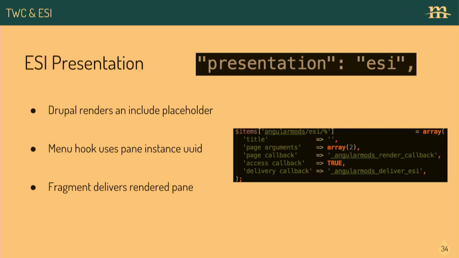And ESI, somewhere in the middle, Drupal will again render a placeholder, but this placeholder will be replaced by a server at the edge using Akamai. Now, the way we do this in code is, if you choose the ESI presentation, we have a hook menu here that you can see that takes the actual cTools instance ID of that pane, the UUID, as an argument. And when you hit that menu link with a working UUID, it will deliver the fully rendered pane. So that's how the fragments work.